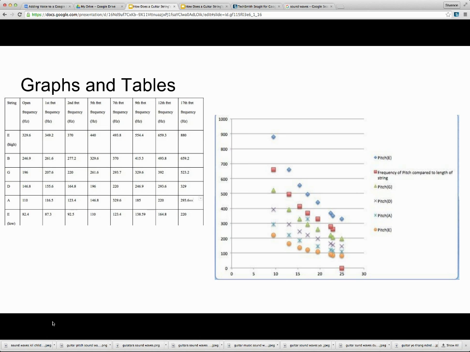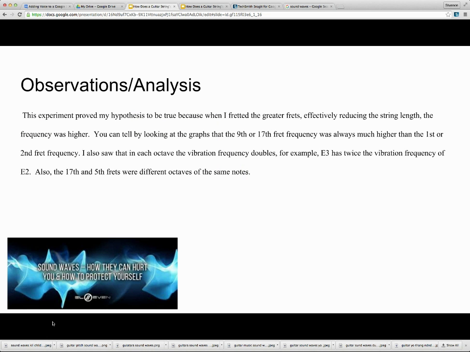So yeah, moving on. Observations and analysis. I kind of already covered this in the previous slide, but basically, as the string length gets shorter, the pitch frequency increases.